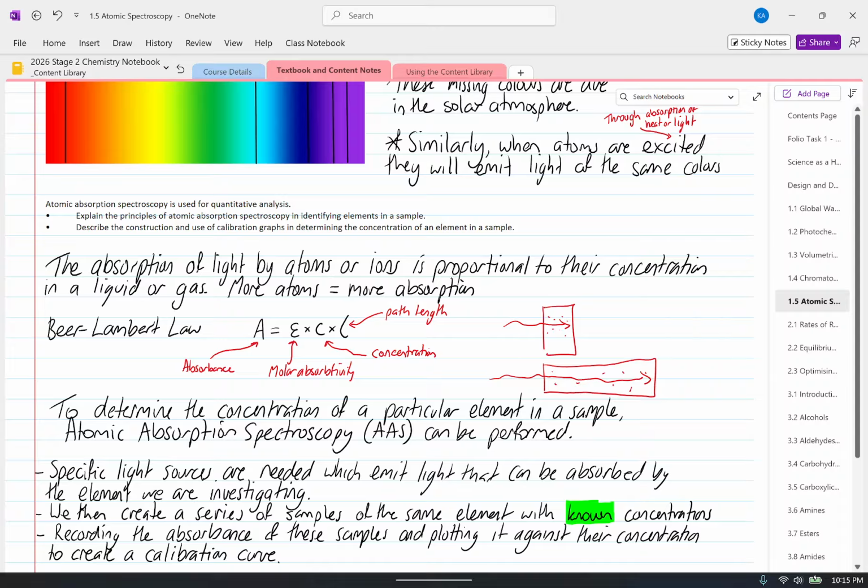Now, the last bit is the molar absorptivity. That is a specific value that is unique to every different atom, ion, substance. It governs how well that substance absorbs light. Some will naturally absorb light more easily, or absorb a larger quantity, and that value, this epsilon, will take that into account.